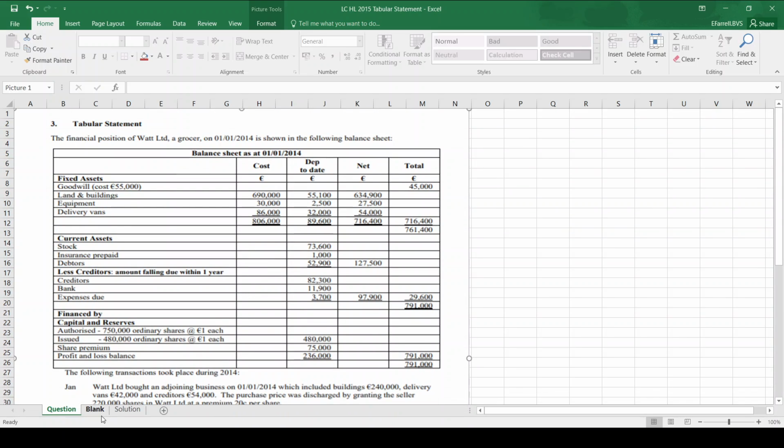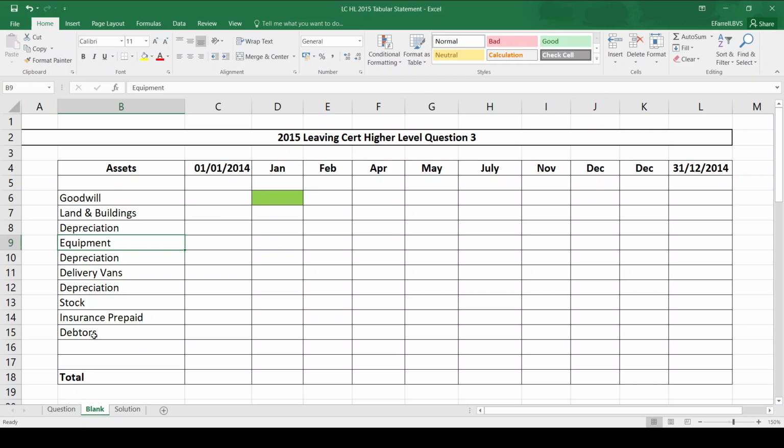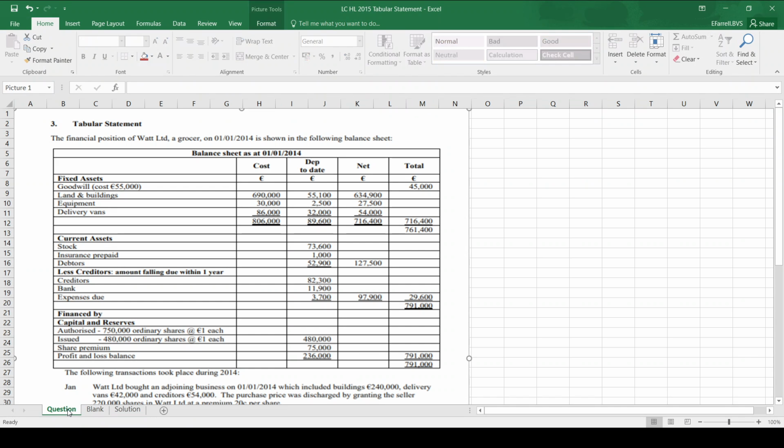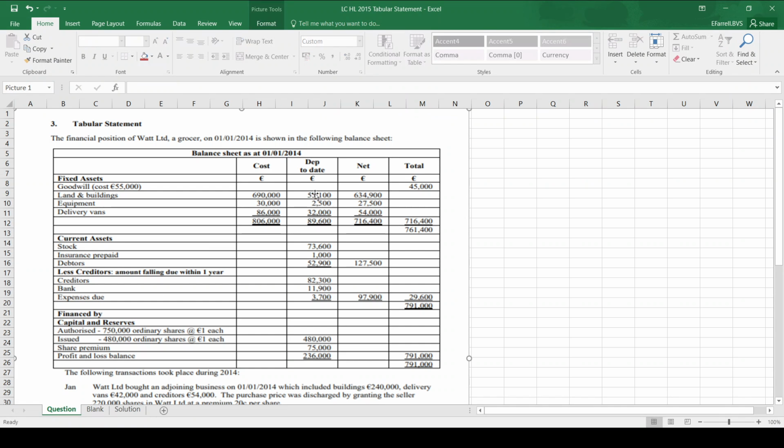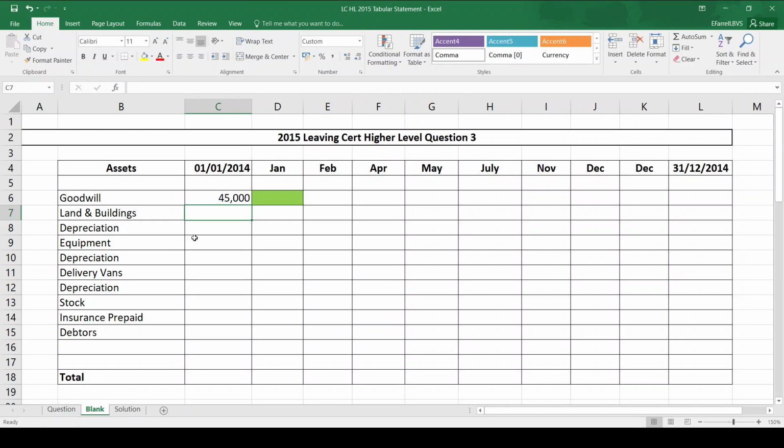So if we go to our solution here, first of all, we're going to put in the assets. The first asset we have is goodwill, and the net book value of goodwill is 45,000. Then we're going to put in our fixed assets, and instead of just putting in the net book value, we're going to put in the cost less the depreciation for all three of them: land and buildings, equipment, and delivery vans.